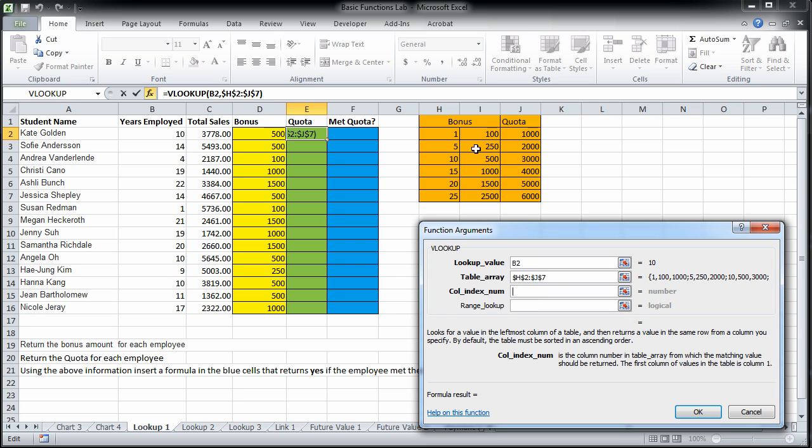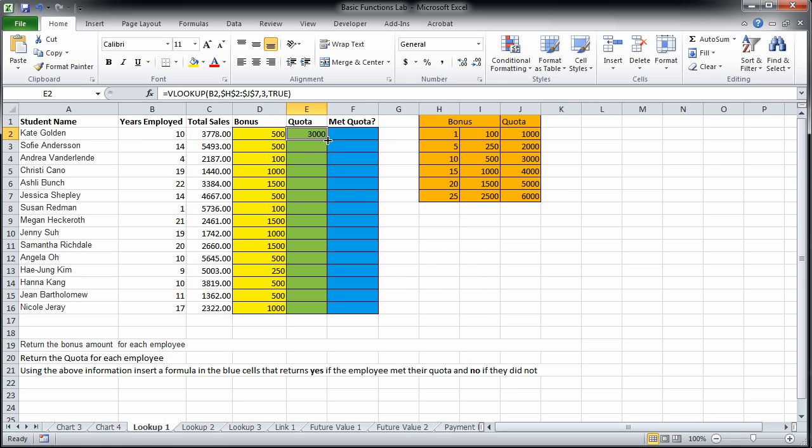In this case, column index, well, I don't want to return 1 ever. I've already returned 2, so in this case, I want to return 3. And again, I'm not going to find an exact match, but a close match, because there's not a 4, right? So in this case, it looks like the quota should be 3,000 for her. Well, 10 years, 3,000 quota. That looks to be correct. I'll go ahead and fill that down.